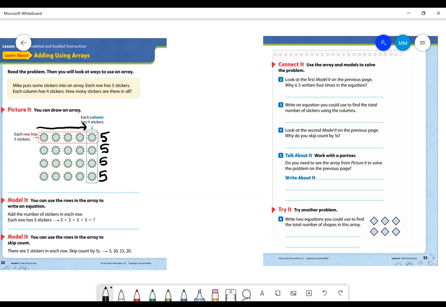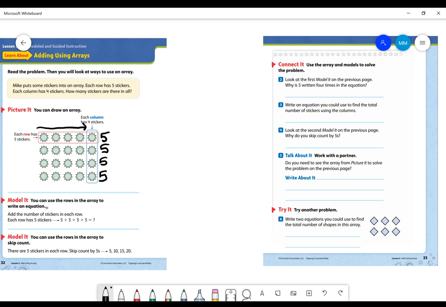It says we can add the numbers of stickers in each row. Each row has 5 stickers. 5 plus 5 plus 5 plus 5. If I'm adding 5 every time, what can I count by to find my answer? I can skip count by 5. So 5, 10, 15, 20.